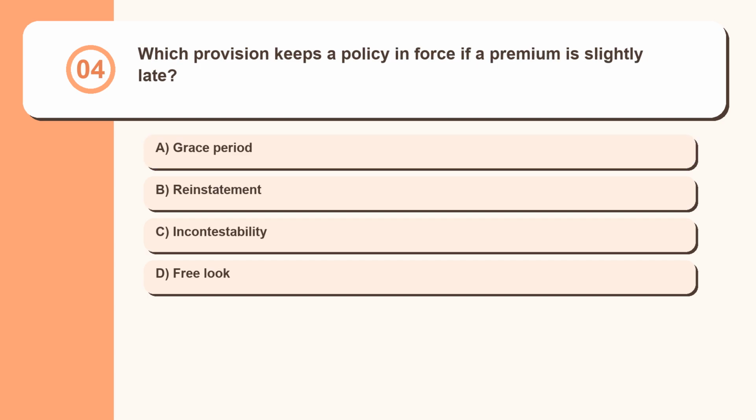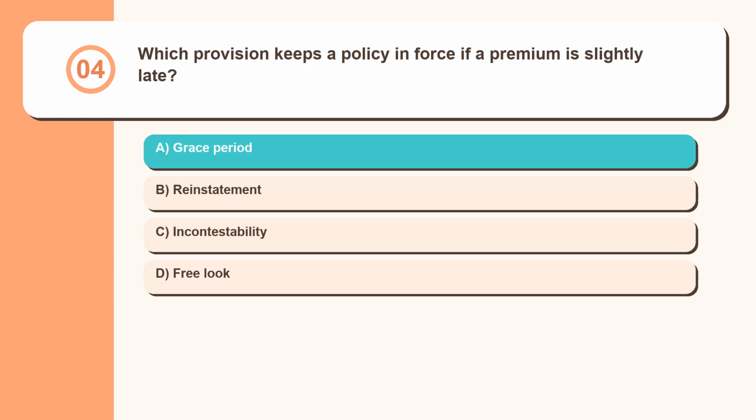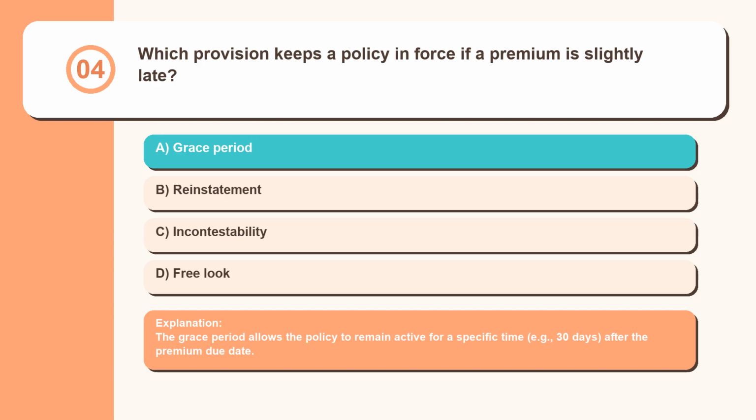Question 4. Which provision keeps a policy in force if a premium is slightly late? Grace period, reinstatement, incontestability, free look. The grace period allows the policy to remain active for a specific time, example 30 days, after the premium due date.